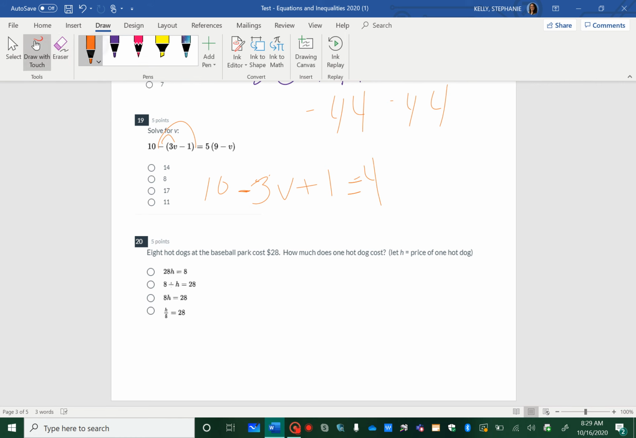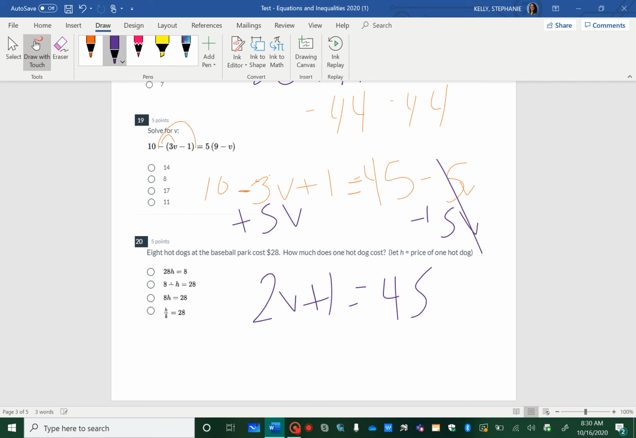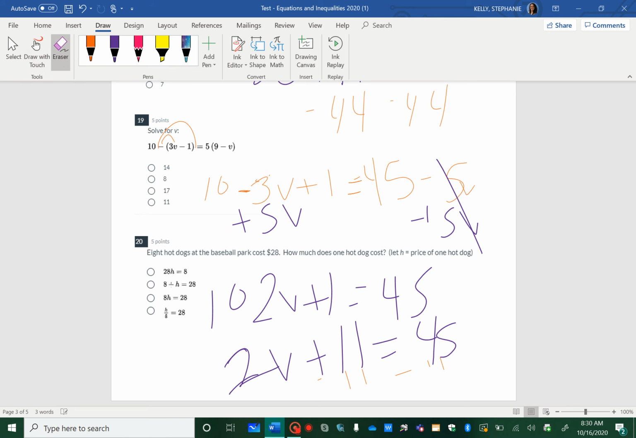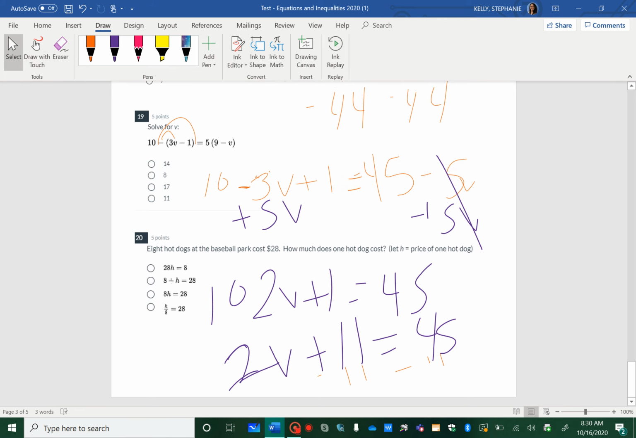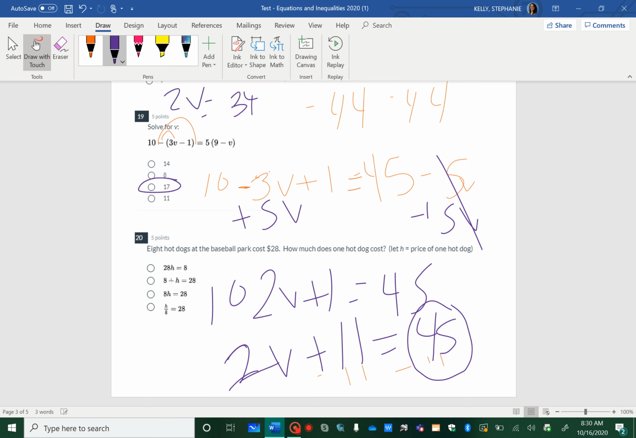Holy moly, I'm rushing. So I'm being messy. And that's a negative 5v. So we'll say plus 5v. Sorry, guys. It's a bell. 45. And that was 2v. And what I should do now is combine those. So 2v plus 11 equals 45. And I'll say minus 11 minus 11. And that gives me, we'll say over here, right? That should be 4. 34 is equal to 2v. Divide by 2 on both sides, and we should get 17. Sorry, it's messy.